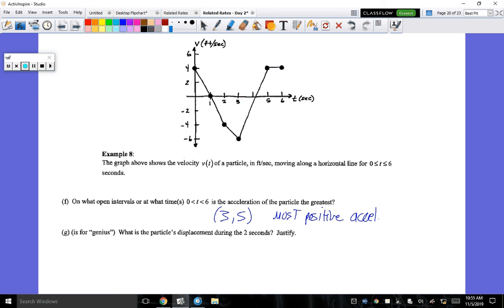And what is that? We have what? 3, -6, and 5, 4. So y2 minus y1 over x2 minus x1. What do you get? 5, right? So 5 units. Feet per second squared.